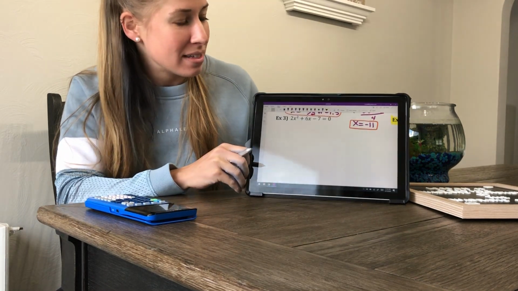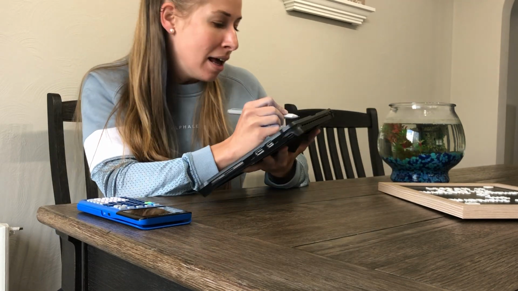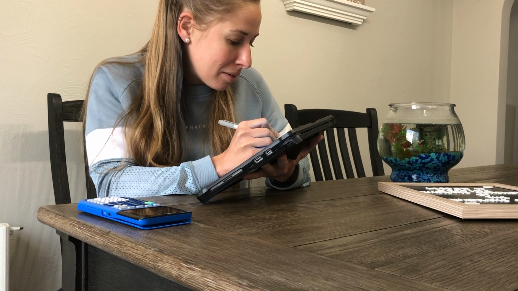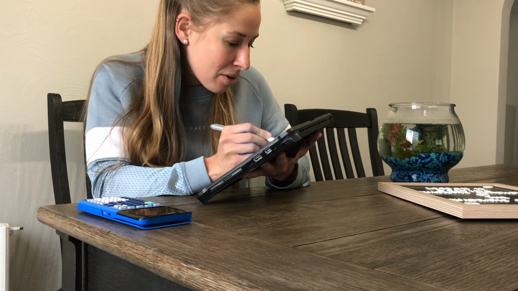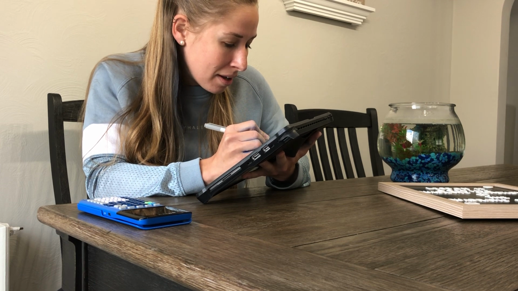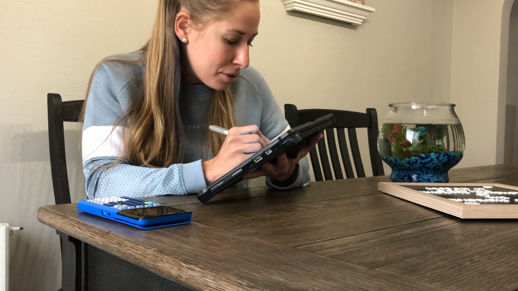Okay, example 3: 2x squared plus 6x minus 7 equals 0. Using the quadratic formula to solve for x: x equals the opposite of b plus or minus the square root of b squared minus 4ac, all over 2a.